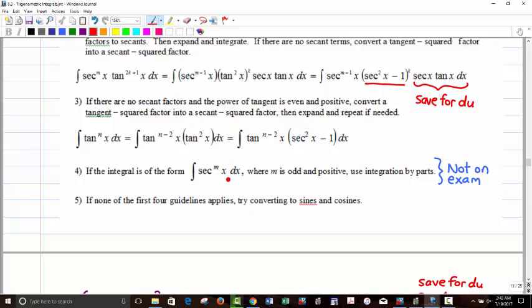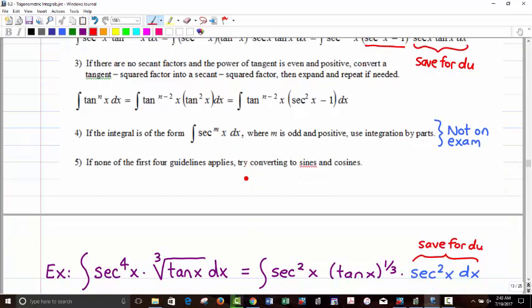So I want to show examples of all these other ones. And if none of the first 4, you can reword that as saying the first 3, convert to sines and cosines. We're going to see some that do that. So if you look at the tangents and secants and say, hey, that doesn't fit, especially if it's a test problem, because it's going to be designed to have an answer. It's not like the joke's on you, you can't integrate it. So you can say, oh okay, then I'm going to convert this to sines and cosines.